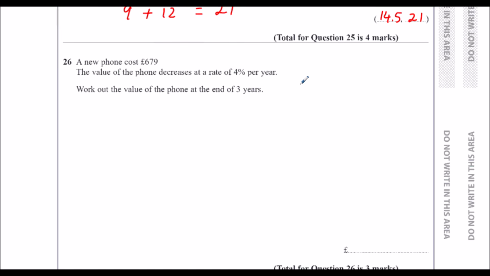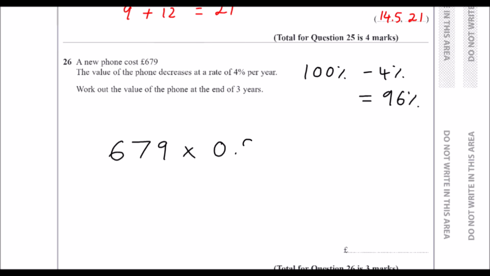So to do this in one calculation, we're going to have 100%, take away 4%, which will be 96%. So every year will be 96% of the previous year. And in one calculation, I can multiply by 96%. I'm going to use a decimal form though. So 0.96. So every year we times by 0.96. So to do 3 years, we can times by 0.96 cubed.